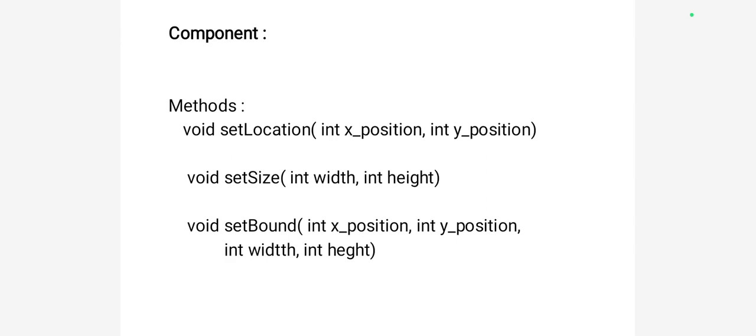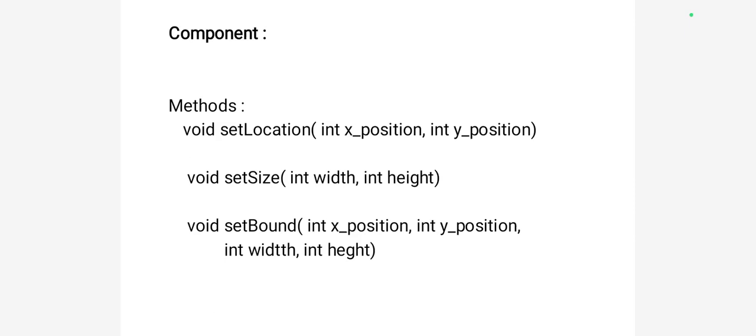The first method is void setLocation(int xPosition, int yPosition). Here setLocation is the name of the method and void is the return type. As parameters, we are passing the x position and the y position. Whenever we pass the x position as an integer value and the y position as an integer value, we are setting a component on the window at a particular position from the x axis and the y axis. The x position and the y position are measured in pixels.